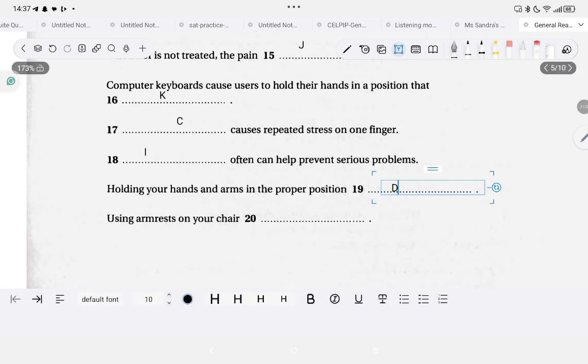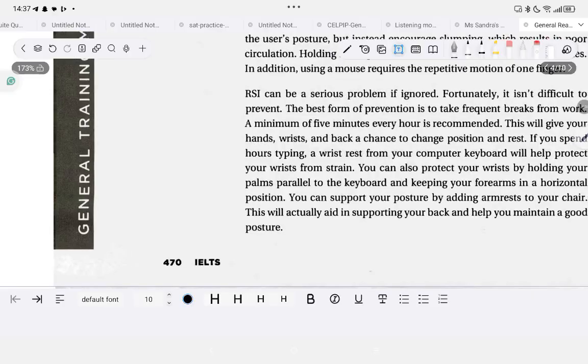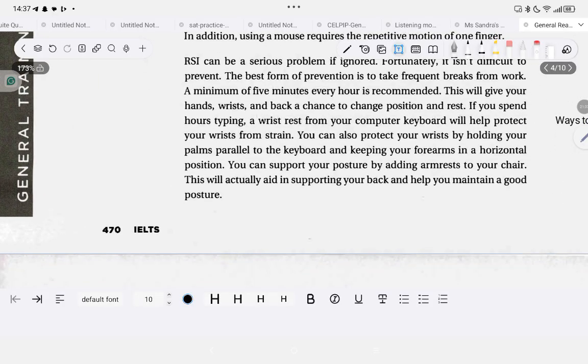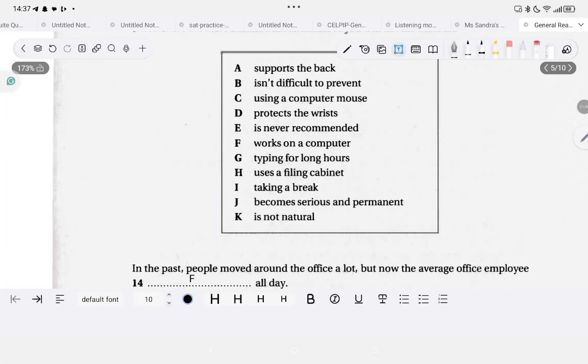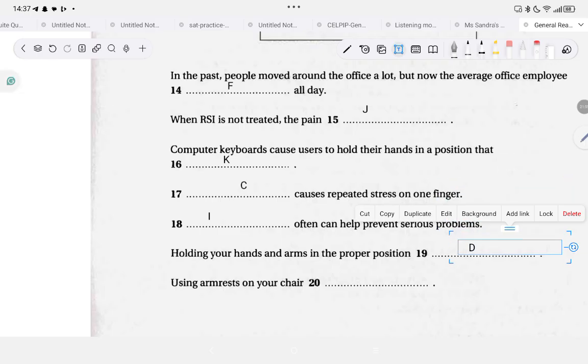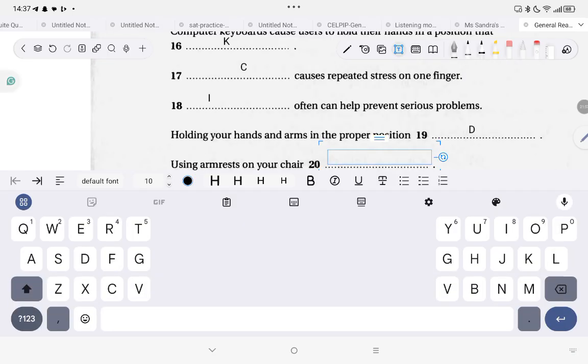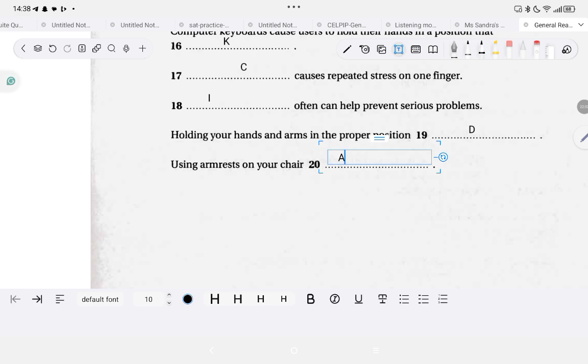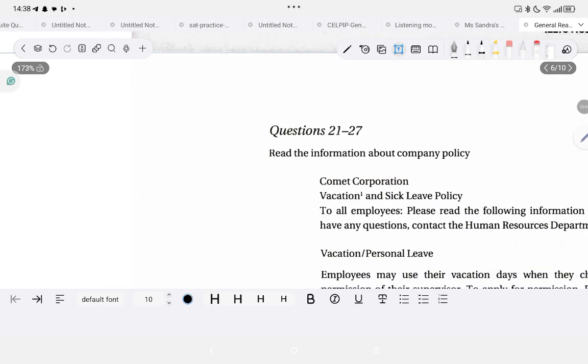Using armrest on your chair does what? It says you can support your posture by adding armrest to your chair. You can support your position. So it supports your position. That should be A, right? That should be A. Okay, so that's it for that.